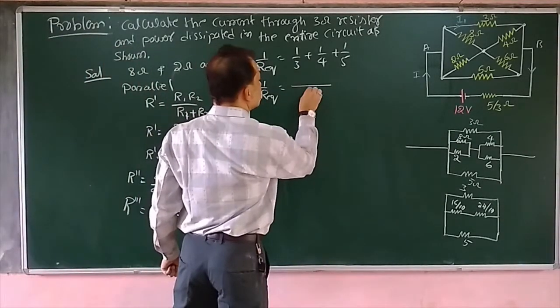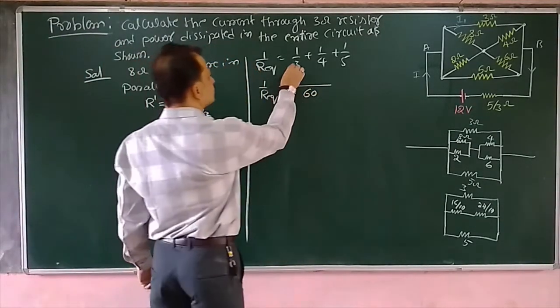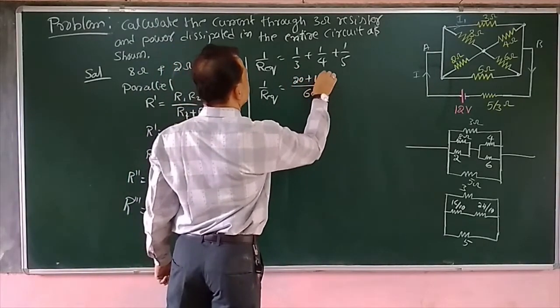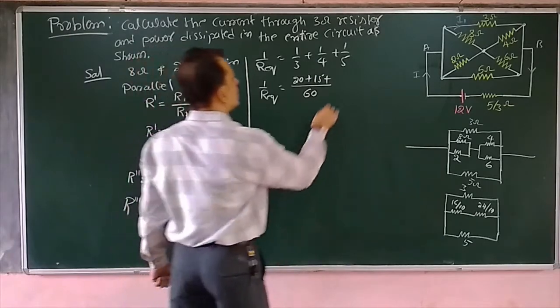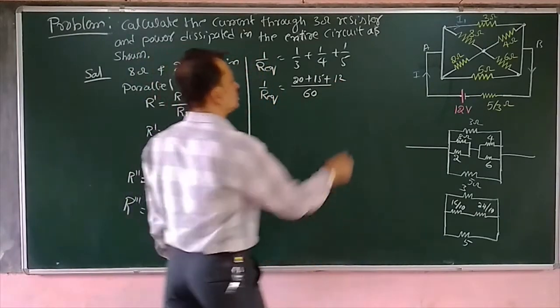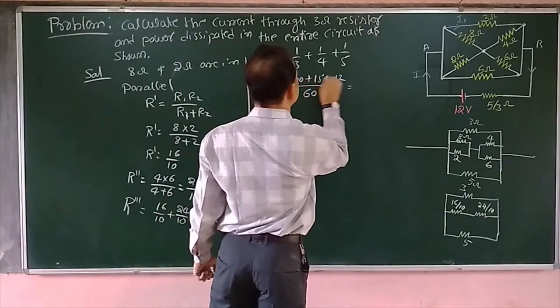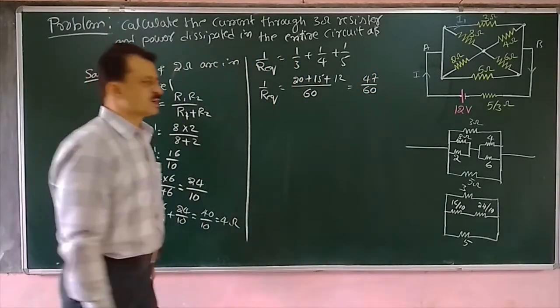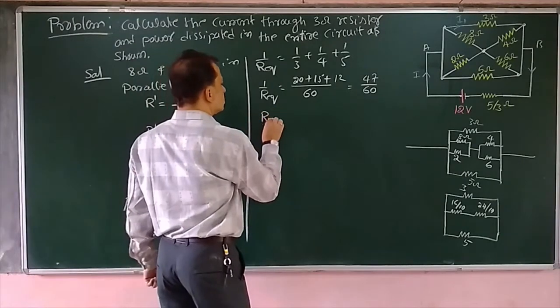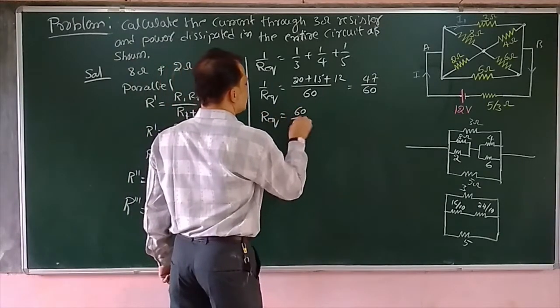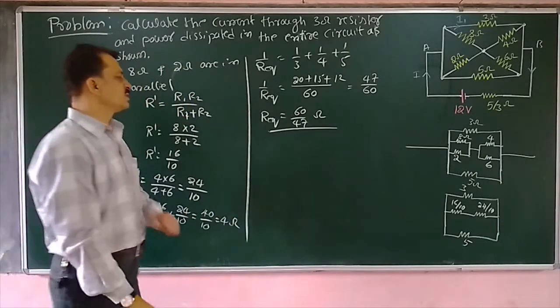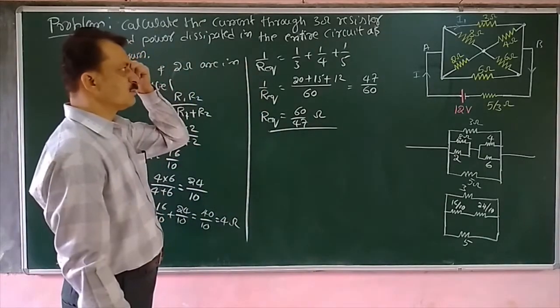Their LCM is 60: 20, 15, 12. Therefore that is equal to 47 divided by 60 ohms. Therefore R equivalent is equal to 60 by 47 ohms. This is the equivalent resistance across the terminals A and B.